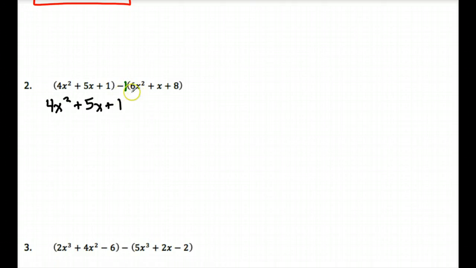We're subtracting the whole thing, so we need to think about distributing that negative sign to each of the terms on the inside. So when we write this without parentheses, it's going to become minus 6x squared minus x minus 8. Basically, all the signs inside the parentheses are going to change on each of the terms. So once you've done that, then it's just like number 1. Once you've rewritten it correctly without parentheses, you can just combine your like terms.